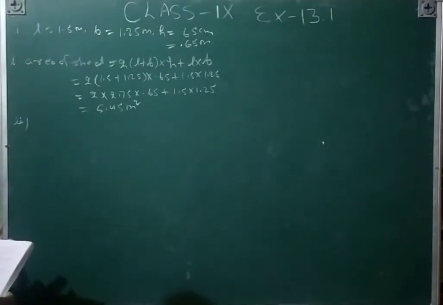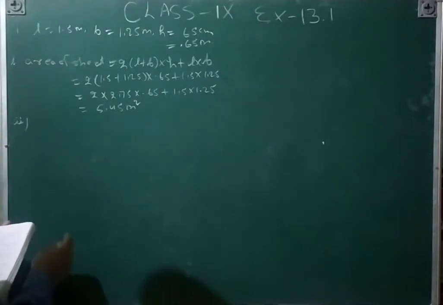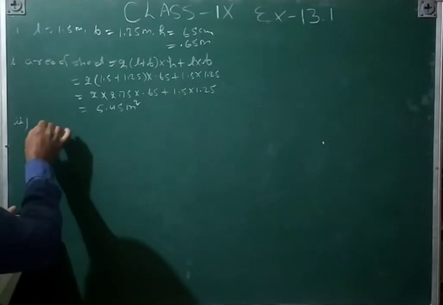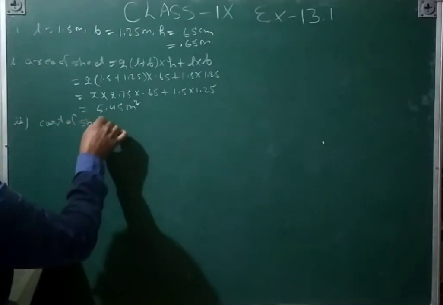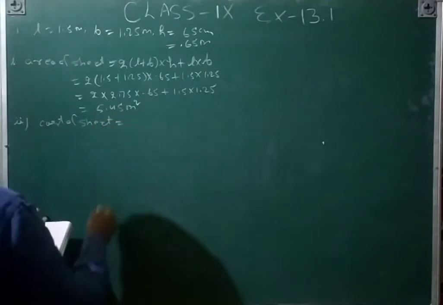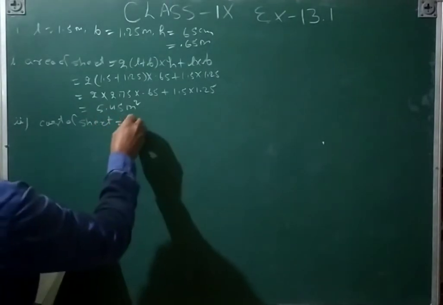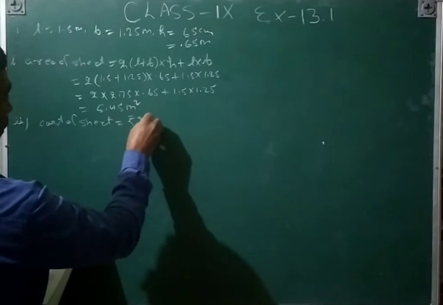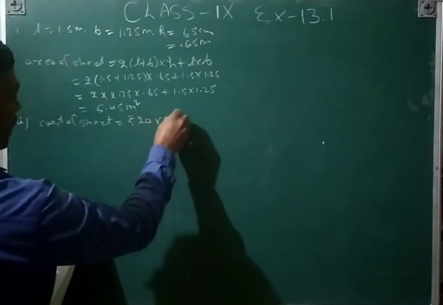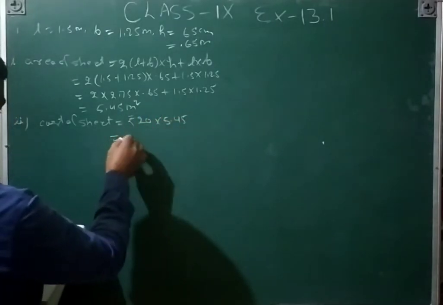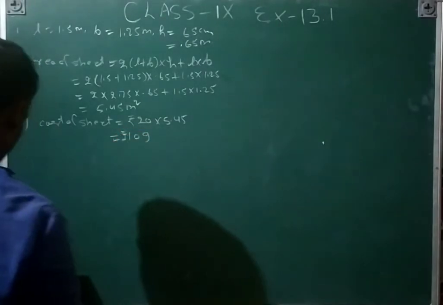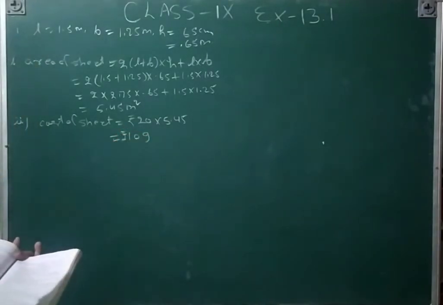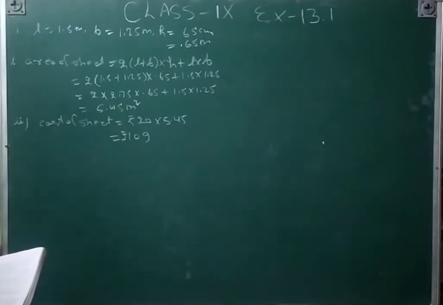And then the second part, the cost of the sheet. The cost of the sheet is equal to the given rate of 20 per meter square into 5.45, so that will be 109 rupees. Second question, similarly you will do it, no problem will come here.